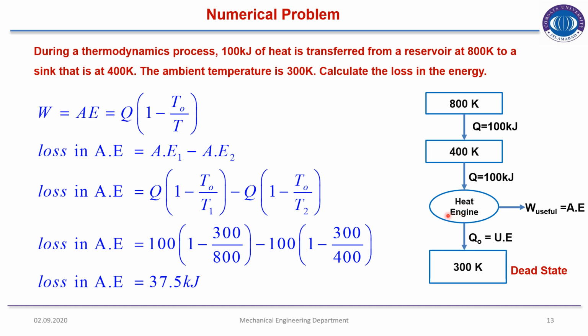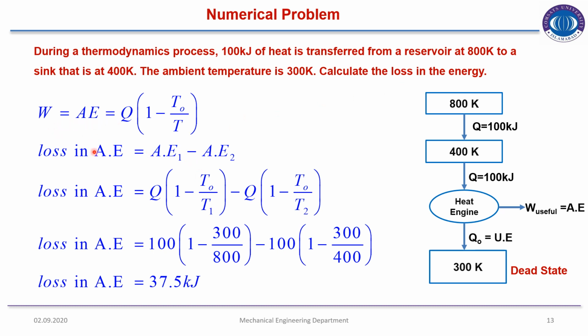So initially the heat engine was first connected to the 800 Kelvin reservoir, and then in case 2 the heat engine is connected to the 400 Kelvin temperature reservoir. So we want to calculate what is the loss of exergy when the heat engine is connected to 800, and then what is the value of available energy when it is connected to 400. So the difference of available energy when the heat engine is connected to the 800 and 400 Kelvin reservoirs will represent the loss in the energy.